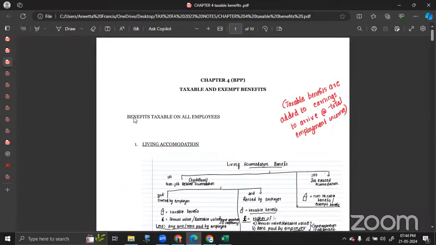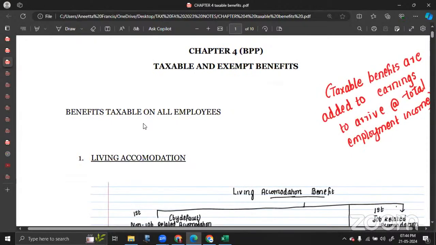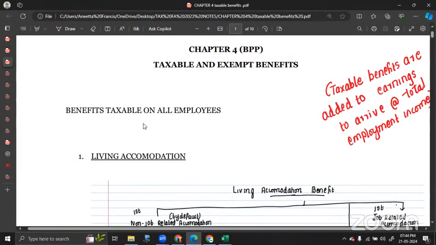Let me quickly go to chapter 4, which is very, very important. I cannot stress how important this chapter is for your section C calculation. So everyone who is doing self-study, make sure you learn chapter 4 thoroughly. Okay, so coming to chapter 4.